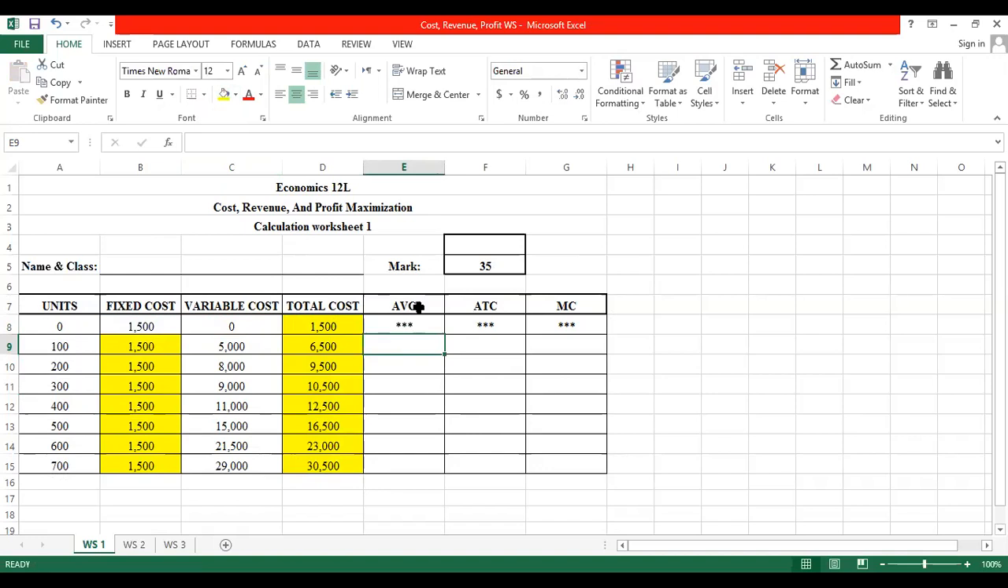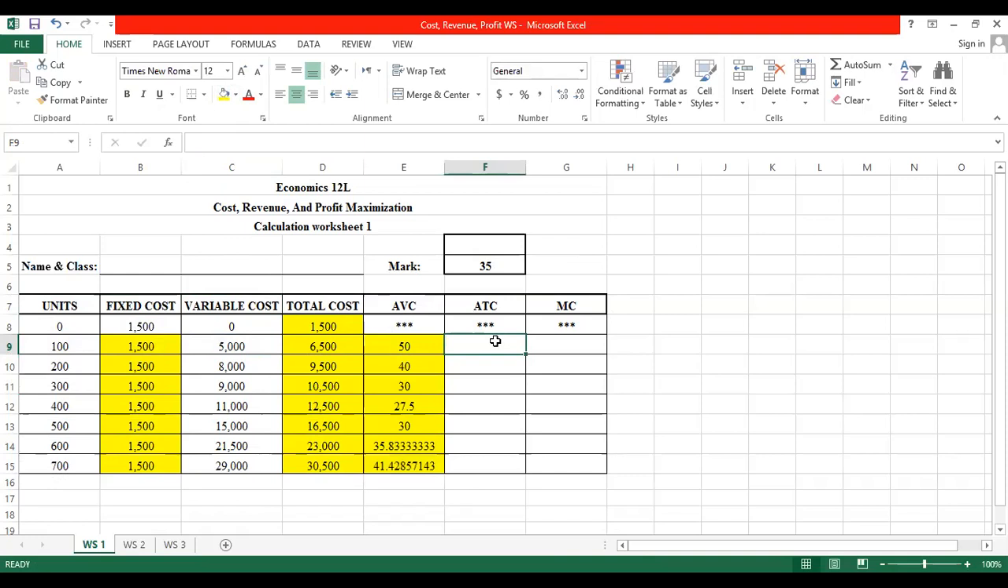Average variable cost. As you remember, the formula is your total variable cost over quantity, and you are getting average variable cost. Again, I'm using the formula: equals my variable cost divided by my quantity. The first is ready. I copy and just keep it down. My answers are ready here. I will highlight my fields in yellow.